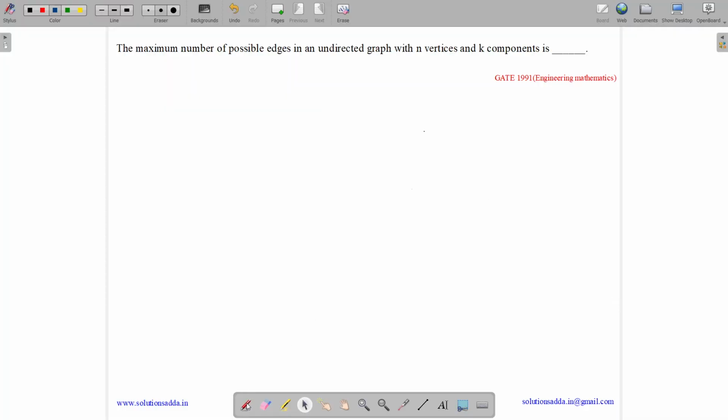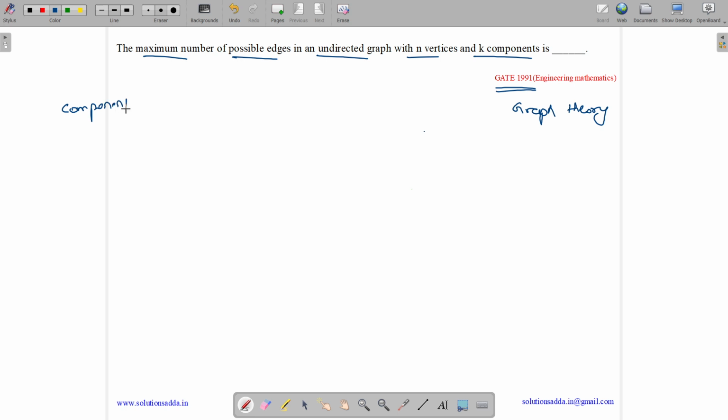This question belongs to the subject Engineering Mathematics. It was asked in GATE 1991 and the topic name is Graph Theory. So the question states, the maximum number of possible edges in an undirected graph with n vertices and k components is. So what is a component?